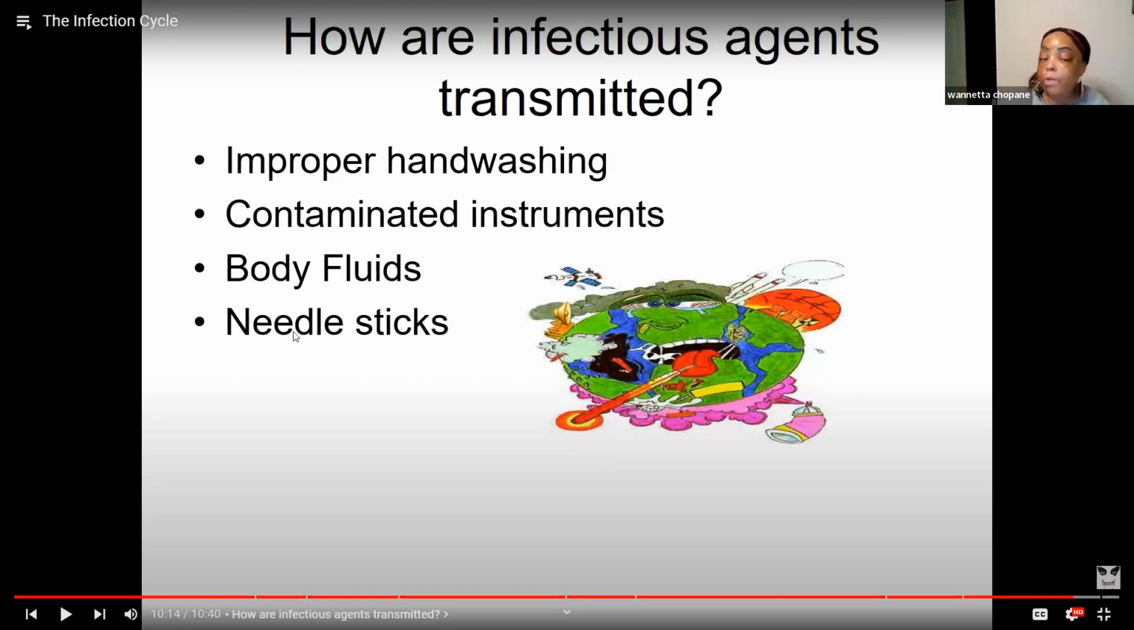Needle sticks. Remember, I gave you the example that when I was fresh out of school, I stuck myself with a dirty needle. If you happen to do that, please be mindful and follow the chain of command. Wash that area for 15 to 20 minutes with soap and water, then tell your supervisor, and then he or she will send you to employee health so you can start getting checked out, okay? But just know, if you do stick yourself with a dirty needle and that patient did have something infectious, you can risk contracting whatever that was, okay?